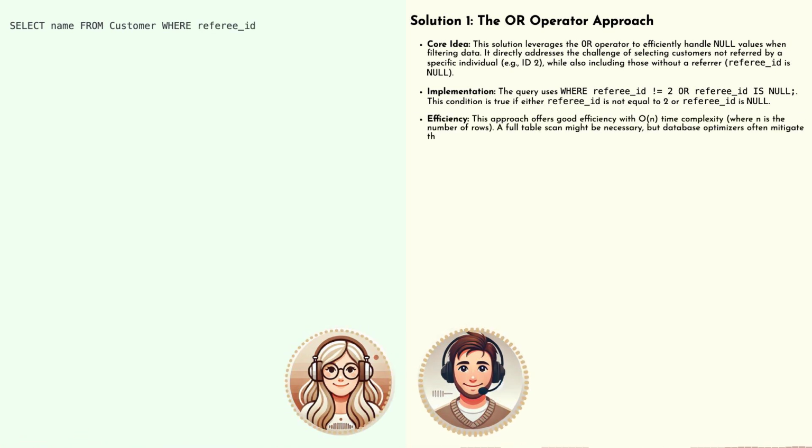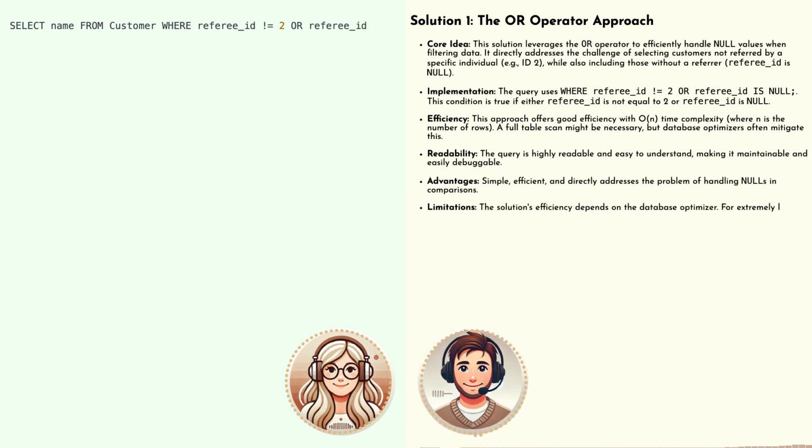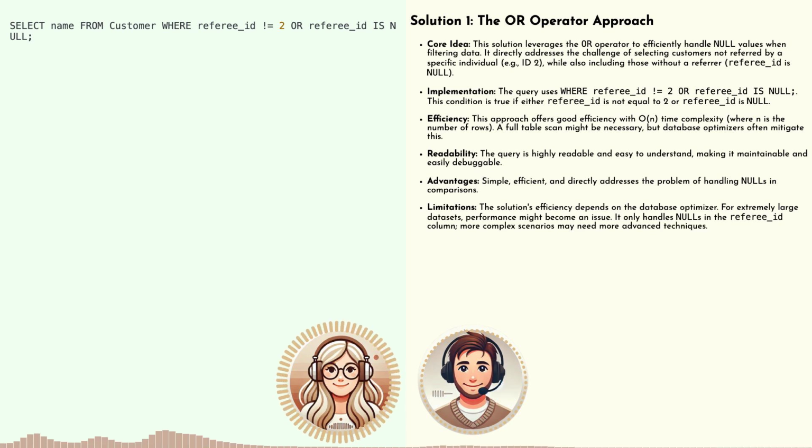Wait, I think I'm getting it. We could use the OR operator, right? Mm-hmm. So the query would select customers where the referee is not equal to 2 or where the referee is NULL. That way we cover both scenarios. You got it. That's a common and effective way to deal with NULL values in SQL. By explicitly including the IS NULL condition, we're ensuring that customers without a referrer are included in the results.